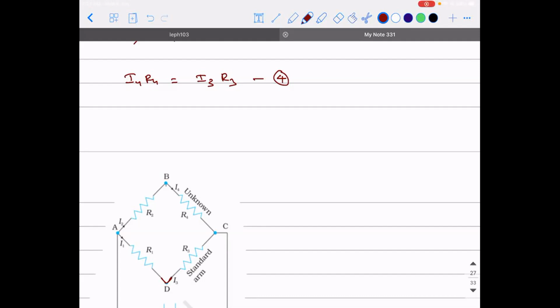Under that scenario, what will be the relation between I2 and I4? When IG is 0, can I say the current I2 is no more going to get split into the galvanometer's division? Rather, I2 will completely start flowing into I4 because they both are in series. So can I say I2 is equal to I4, and similarly I1 is equal to I3?